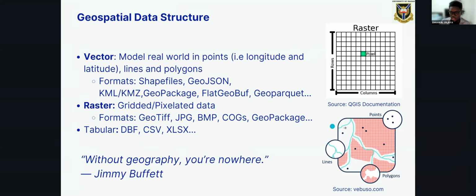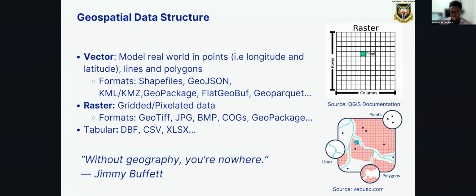So if you look at this image, you can see this one is representing the river, and this is a points of interest, and then we have polygons. So you can think of your state boundary or local government boundaries as polygon. You can think of the Nigerian administrative boundary as polygon.